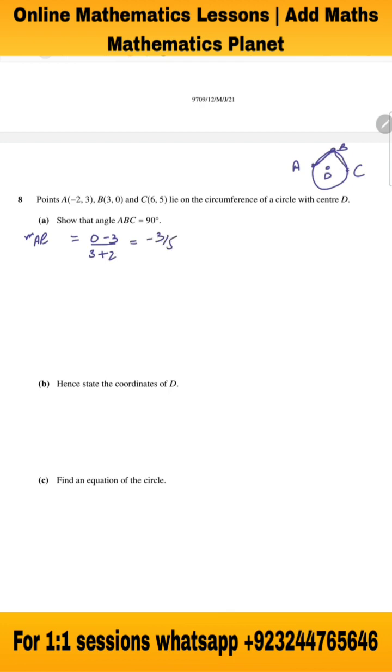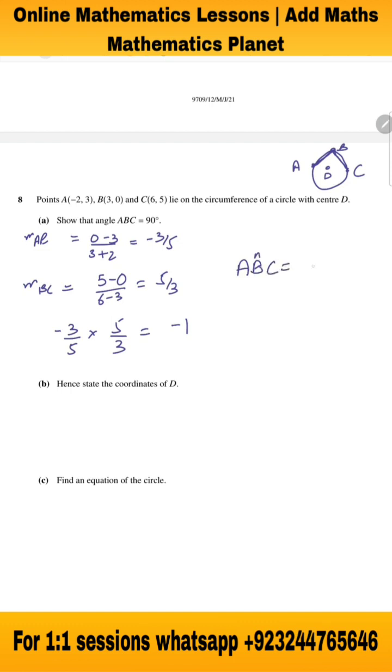Slope of BC would be equal to... So if the product of the slopes of AB and BC is equal to minus 1, it means they are perpendicular, making an angle of 90 degrees.